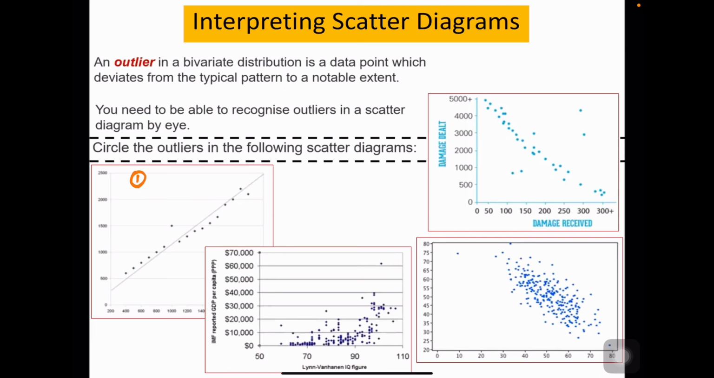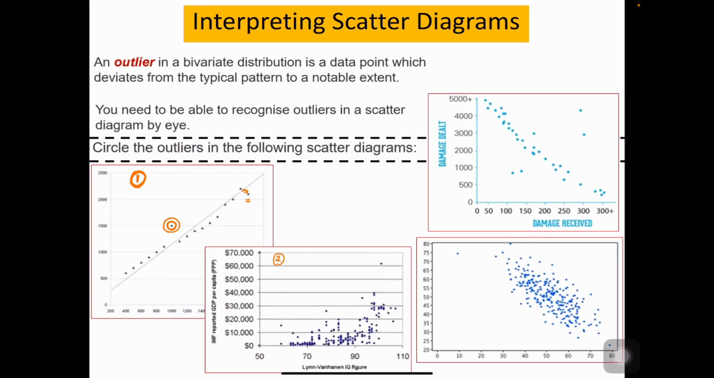So the first scatter diagram, the bulk of the data looks very close to the line. The one which looks quite far away is this one. That's the only one I'd consider as an outlier, to be honest. The next one would be this one here, but look, that's still very close to the line.